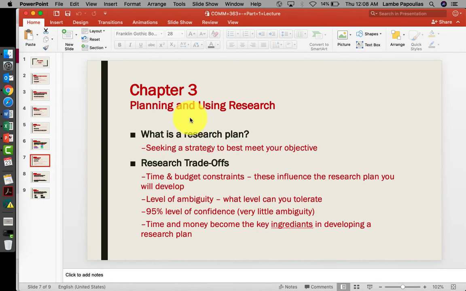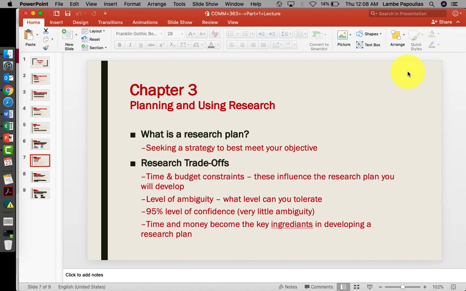So, chapter three, planning and using research. What is a research plan? It's really seeking a strategy to best meet your objective. Whenever you're creating any kind of advertising plan or marketing plan, you're going to have an objective that you're trying to meet. So when you're looking at a research plan, you are seeking a strategy to best meet your objective.